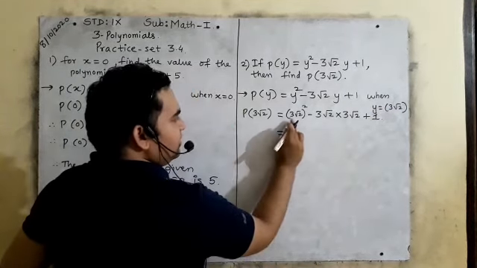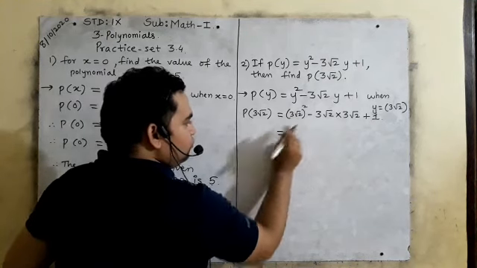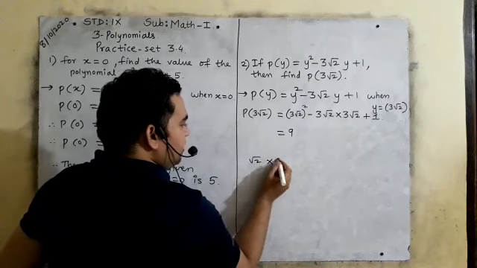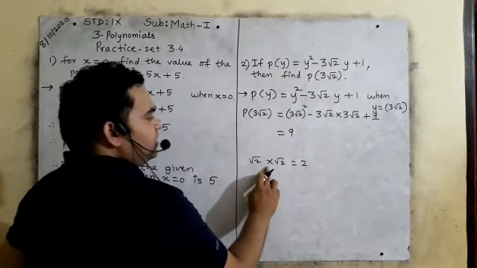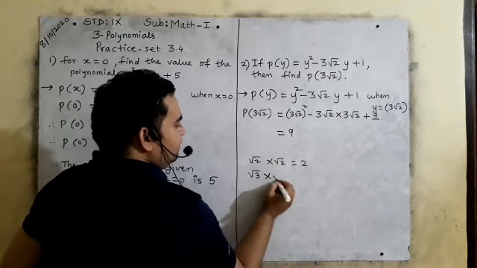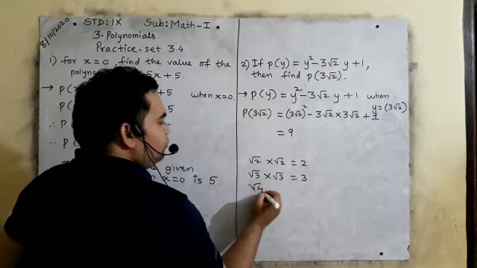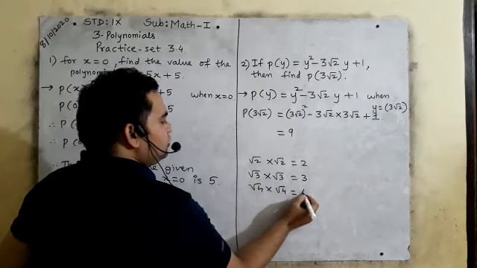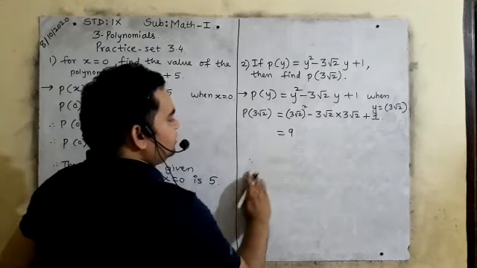Now I will square. Square of 3 is 9. And square root multiplied by square root is equal to pure number: square root 2 multiplied by square root 2 is equal to pure 2. Again, square root 3 multiplied by square root 3 is equal to pure 3. Square root 4 into square root 4 is equal to pure 4. Okay. So this is how we have to solve this square.